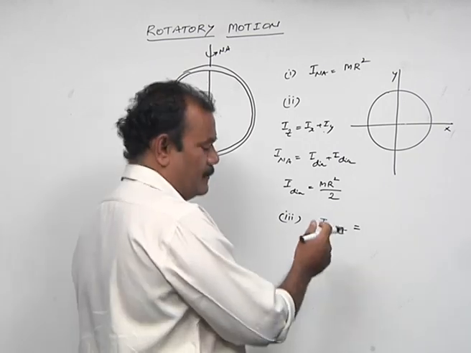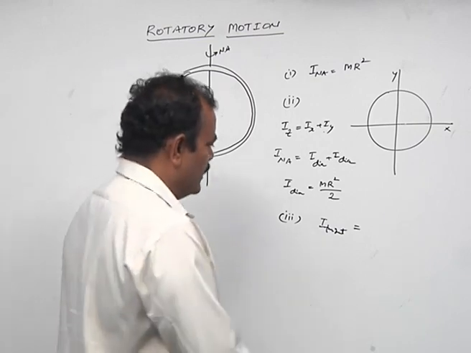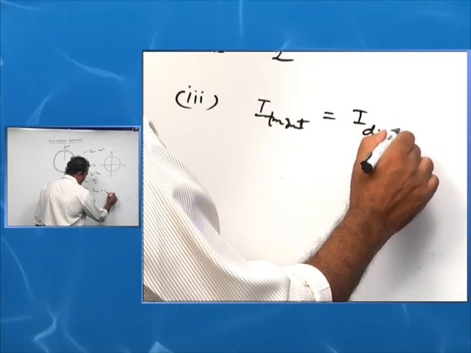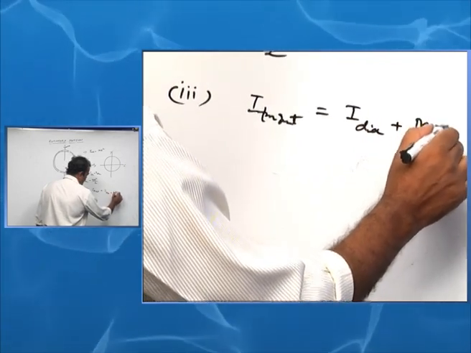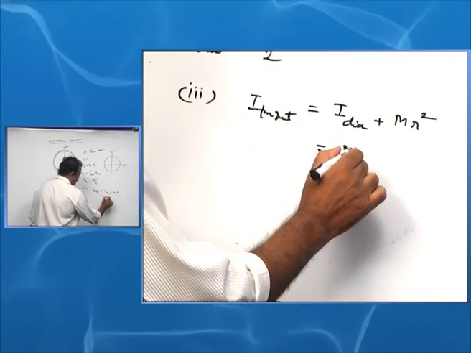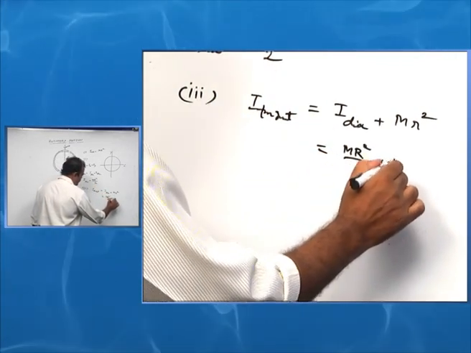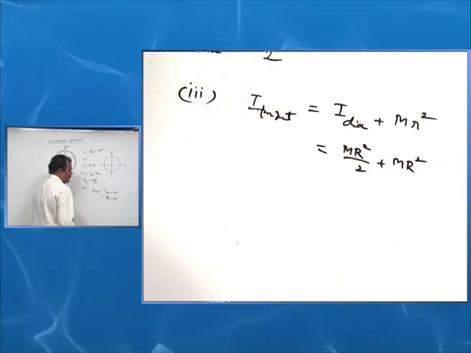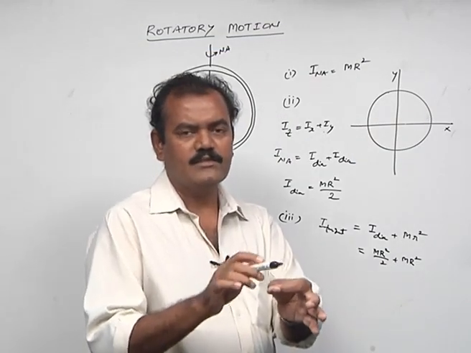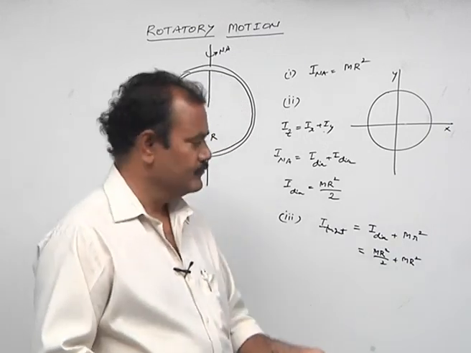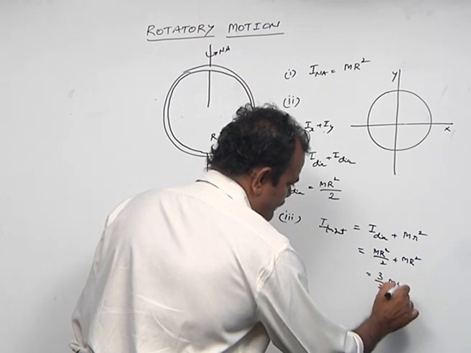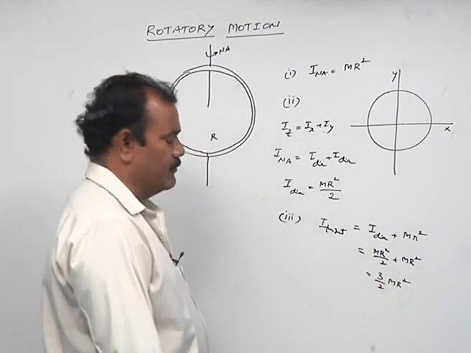So that's why we apply the parallel axis theorem. According to the parallel axis theorem, I tangent is equal to I dia plus Mr square. In this case, I dia we just got, it is Mr square by 2, plus capital M r square here. Here r is the distance of separation between these two axes, which is nothing but the radius of the ring. So this is 3 by 2 Mr square.